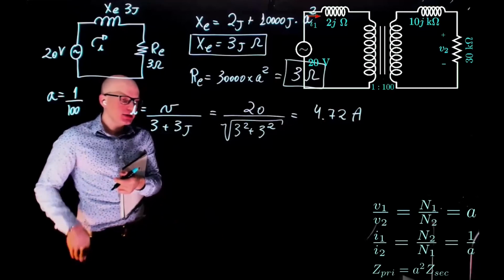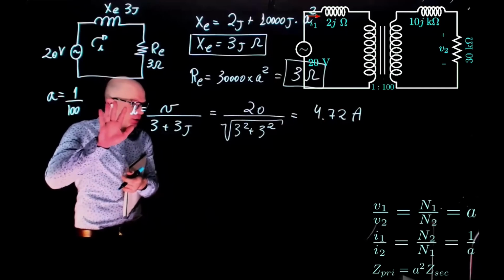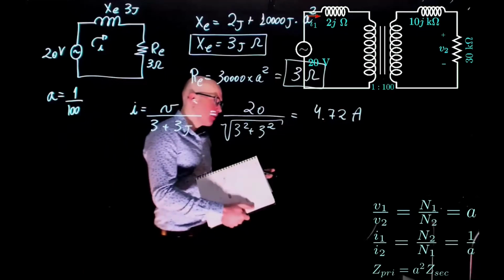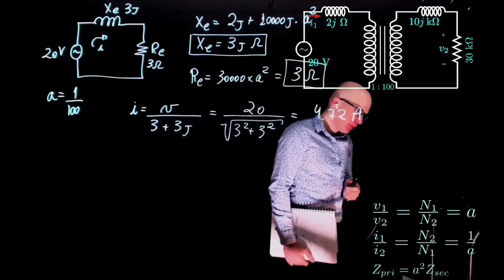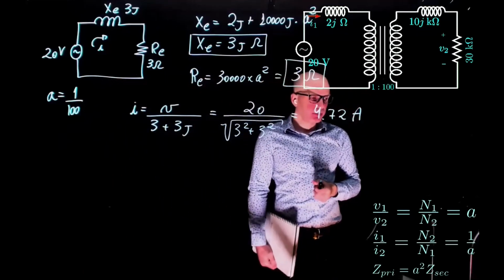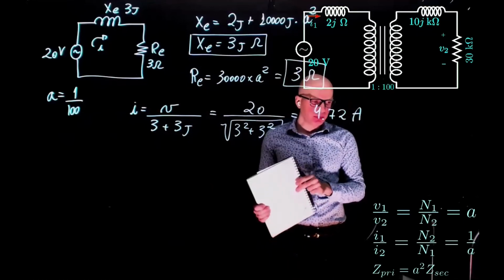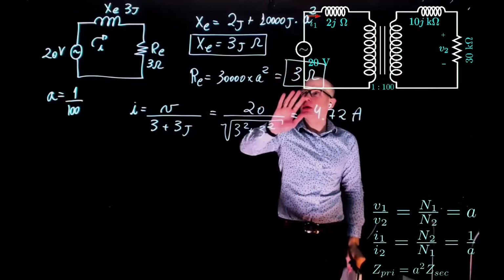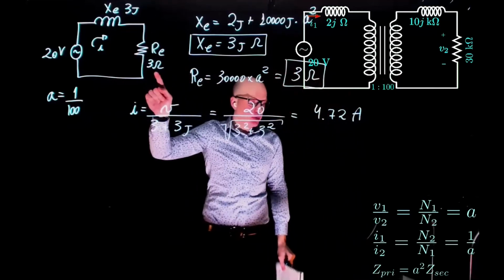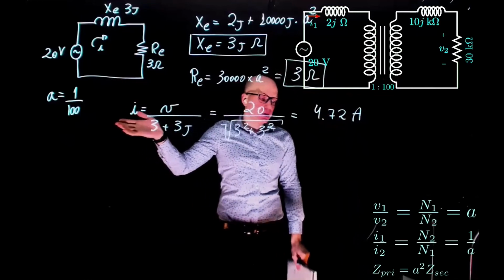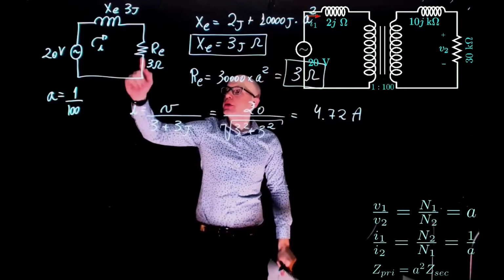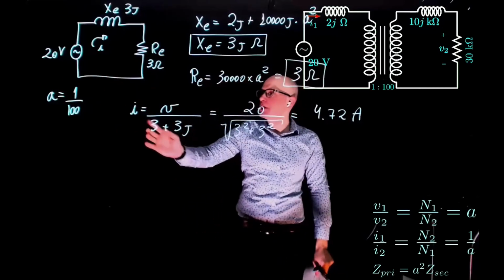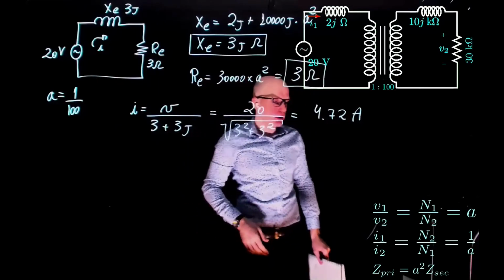Okay, is this clear? This must be very clear, 100% clear. Now, all we did here was transfer the impedance from the secondary to the primary. We came up with 3j and 3, and now it's back to electric circuits, nothing new. The current flowing there is the magnitude of the voltage divided by the magnitude of the impedance. The impedance is 3 plus 3j. It's a serial circuit.